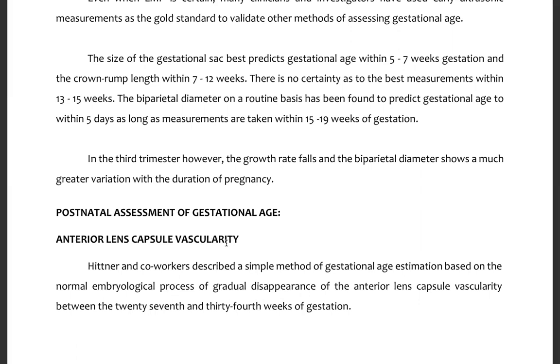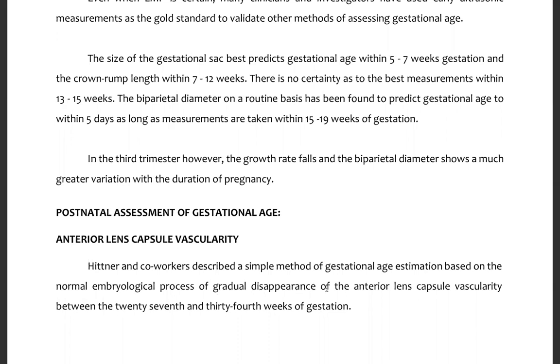So the lens is totally vascular in the fetus, then slowly it becomes avascular. If there is persistence of vascularity in the posterior pole, that is called PPHV, persistent primary hyperplastic vitreous. In earlier days the lens is completely vascular, and between 27 to 34 weeks of gestation, there is gradual disappearance. So before 27 weeks, we cannot use this vascularity. And once the vascularity disappears, we can be certain that it is beyond 34 weeks. So this is one method of screening.